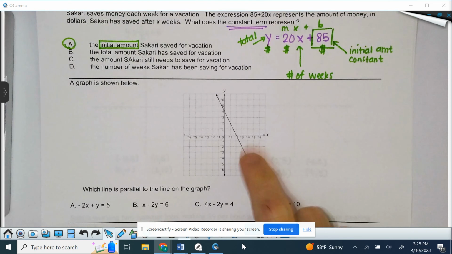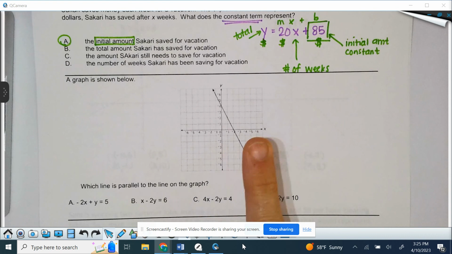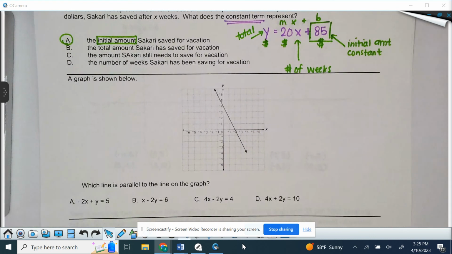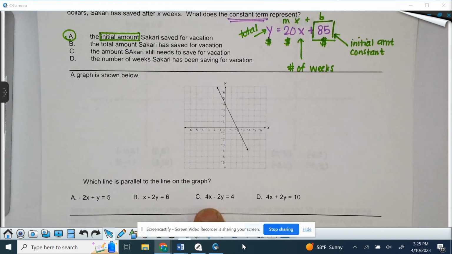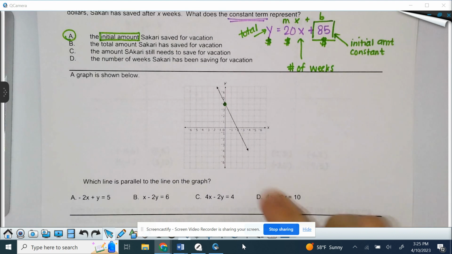All right, graph below. We have a graph. Which line is parallel to the line on the graph? Now, you can do this a couple different ways. Number one, put these in your Desmos and look for the slope. But for here, we've got a y-intercept of 4. We're going to write the equation of this line.